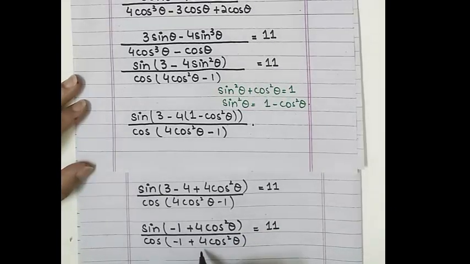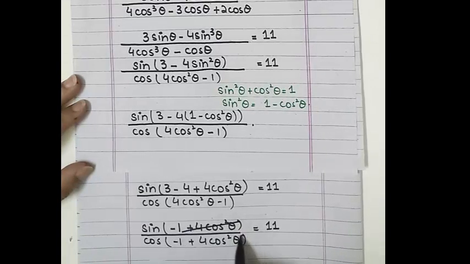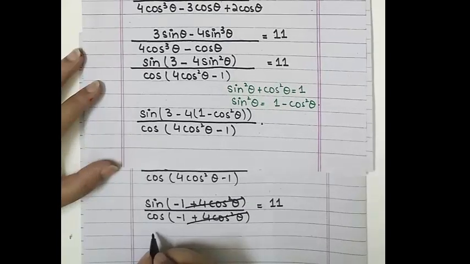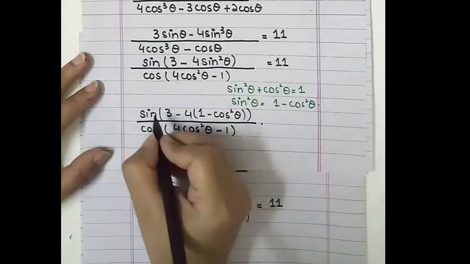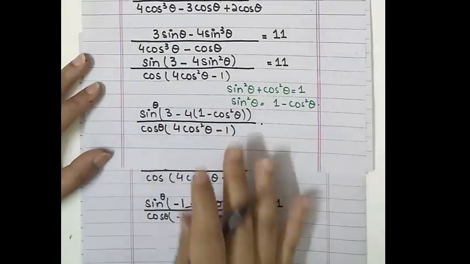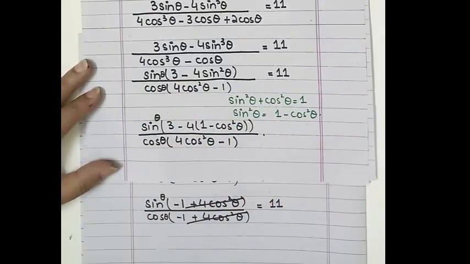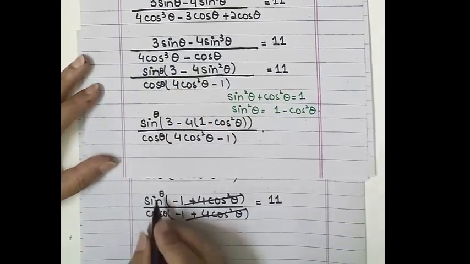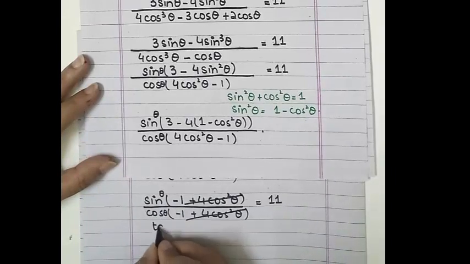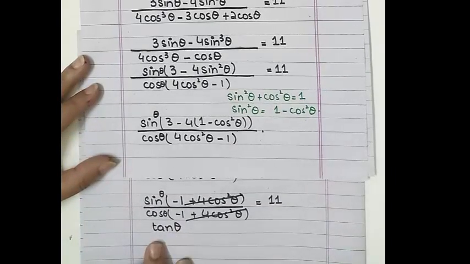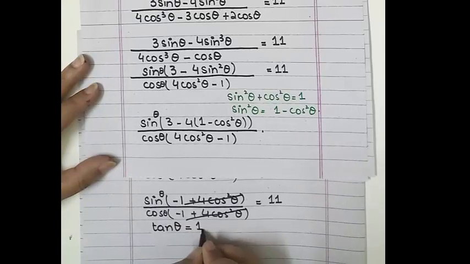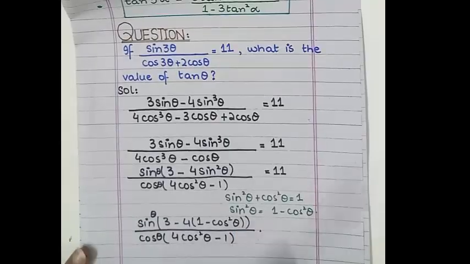Now these two expressions are the same and they will be cancelled out. We have sine over cos, which is equal to tan. Sorry, theta is missing. This is sine theta over cos theta, which is equal to tan theta, and this is equal to 11. So the value of tan theta is equal to 11.